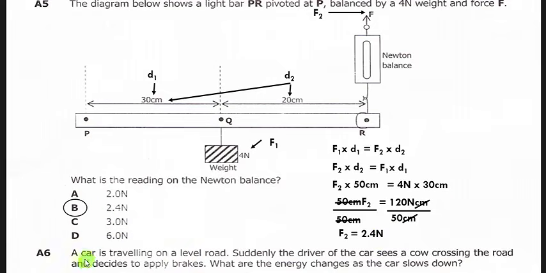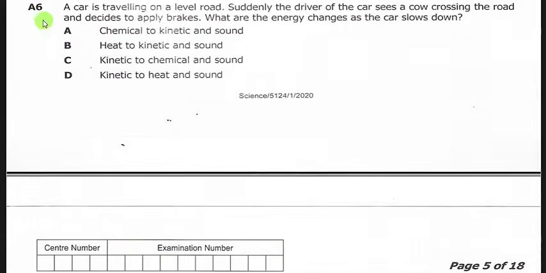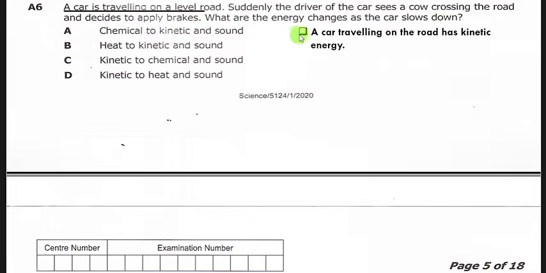All right. So let's see 6. So 6 is here, guys. We are saying a car is traveling on a level road. Suddenly the driver of the car sees a cow crossing the road and decides to apply brakes. What are the energy changes as the car slows down? All right, so they are saying a car is traveling on a level road, right? What we should know is that a car traveling on the level road has kinetic energy. So if a car is traveling, then it has kinetic energy.